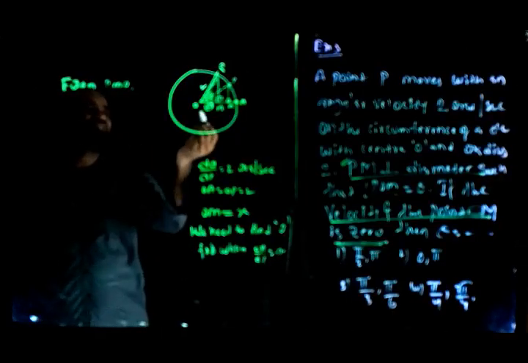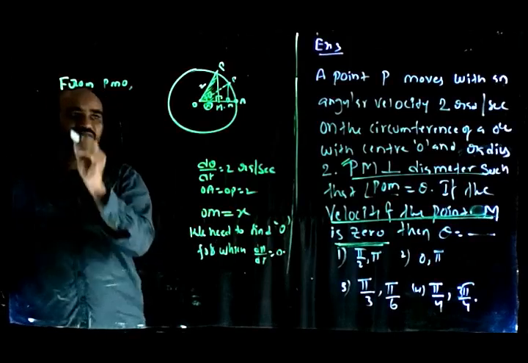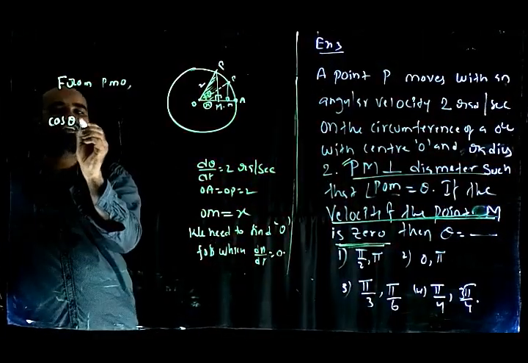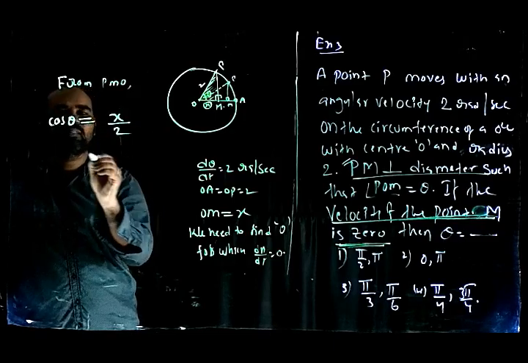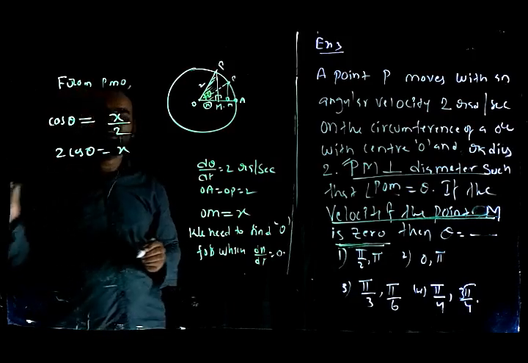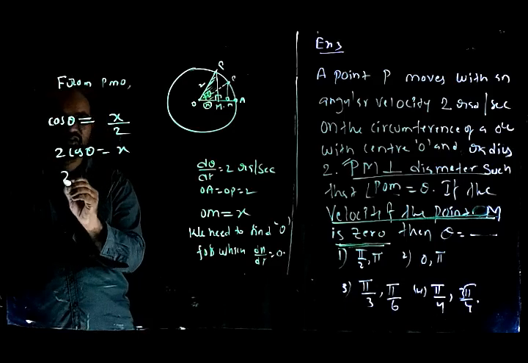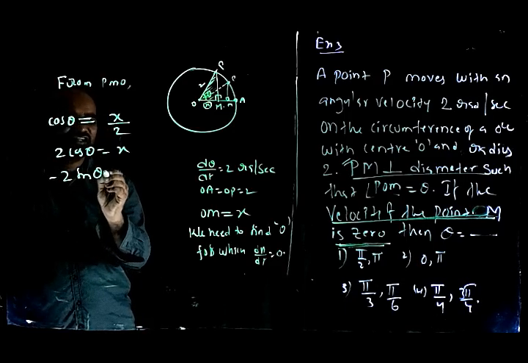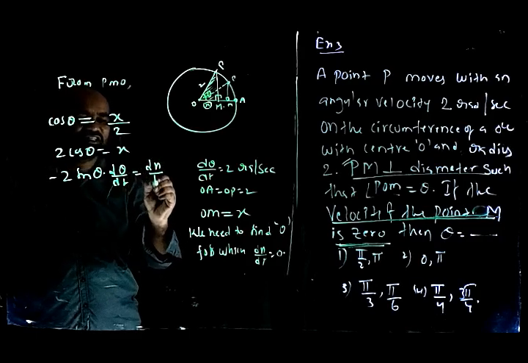Okay, so this is the adjacent side, this is the hypotenuse, so I am applying cos here. Cos theta is equal to x by OP, which is 2. So 2 cos theta equals x. Now we have got the relation between theta and x. Differentiating with respect to time: 2 into minus sin theta into d theta by dt equals dx by dt.